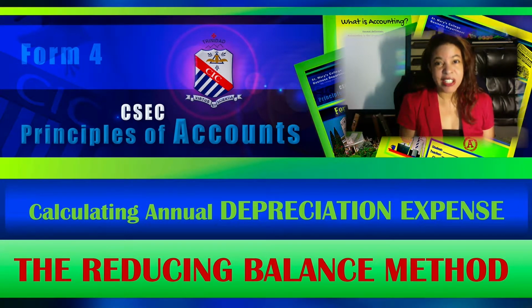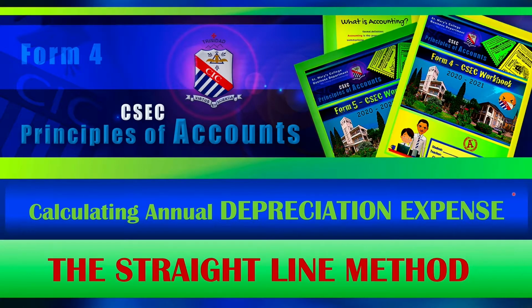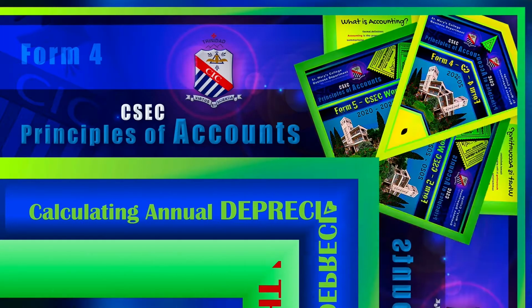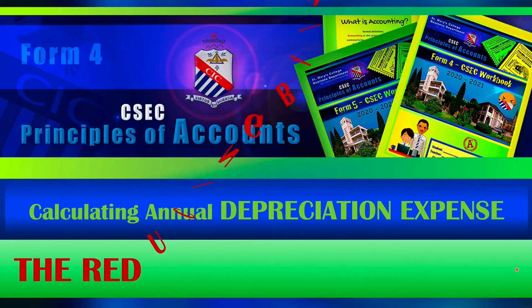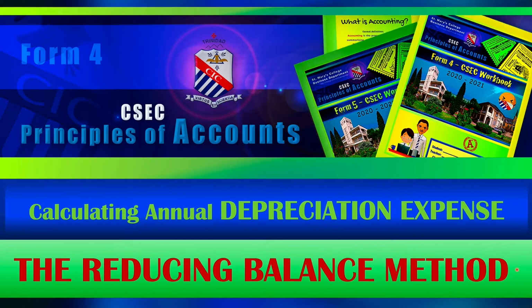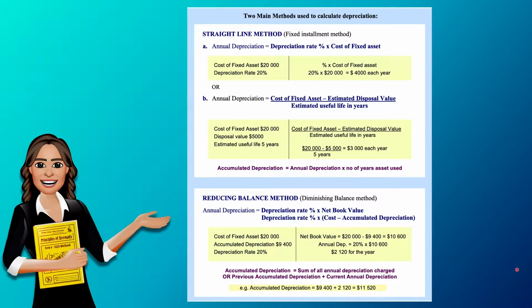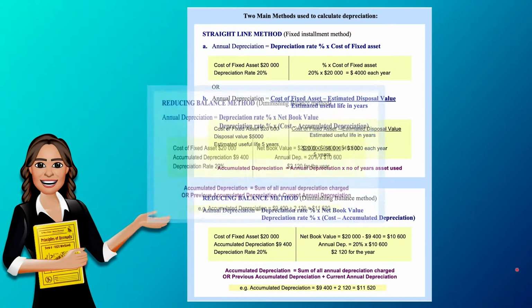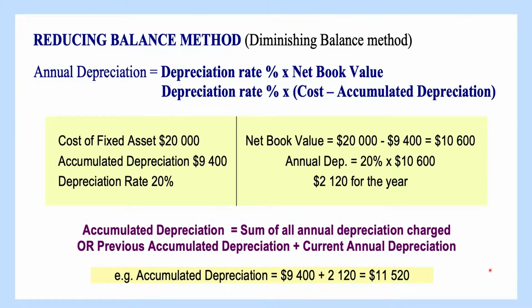Good day. So we are continuing our lesson today on the methods of calculating or estimating depreciation expense. Previously we had done the straight line method. Today we are going to do what is called the reducing balance method. This is the other method used in CSEC to calculate or estimate the annual depreciation for the income statement.